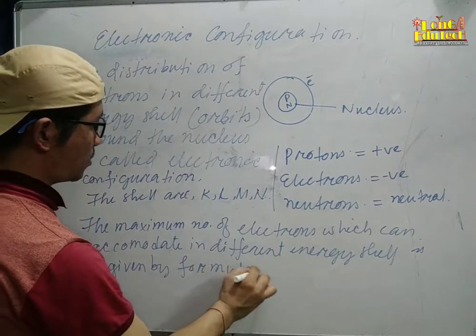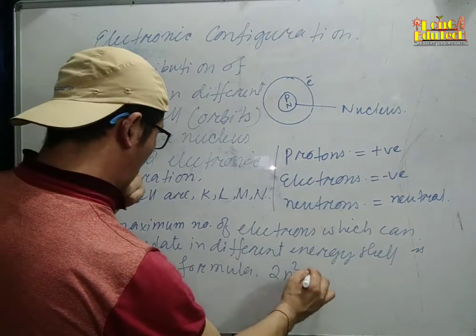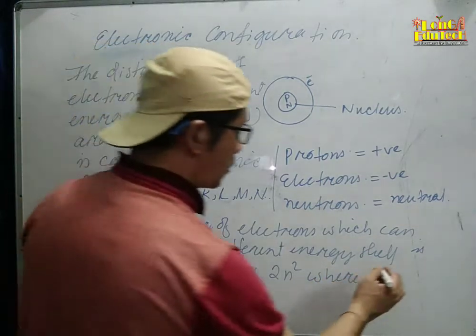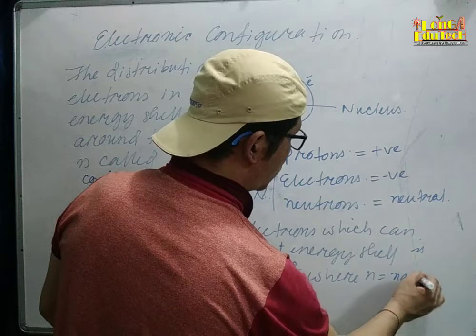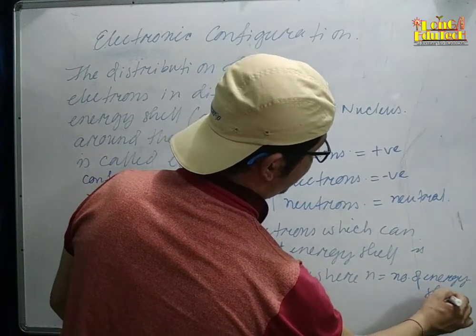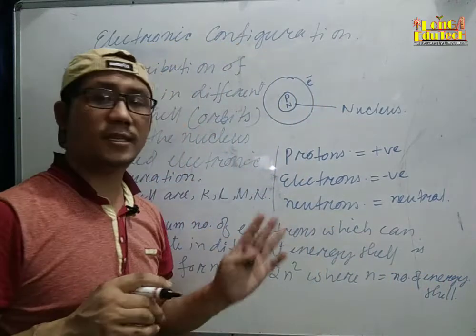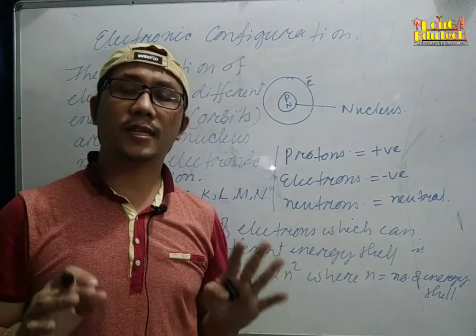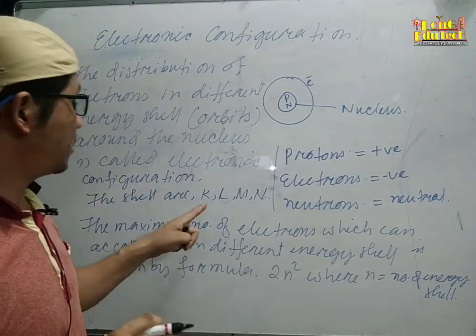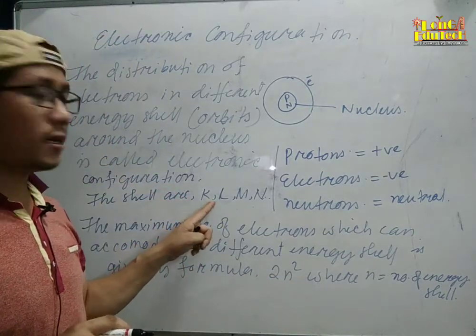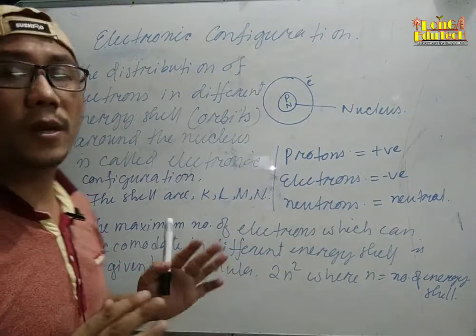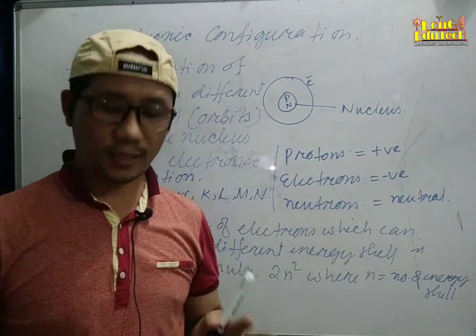The formula is 2n squared, where n is the number of the energy cell. That means which energy cell this shell belongs to. K is the first cell, L is the second, M third, and N fourth. So let us find out the maximum number of electrons which can be accommodated in each.